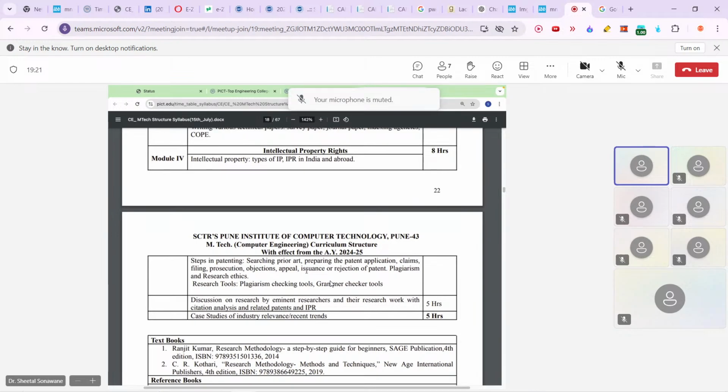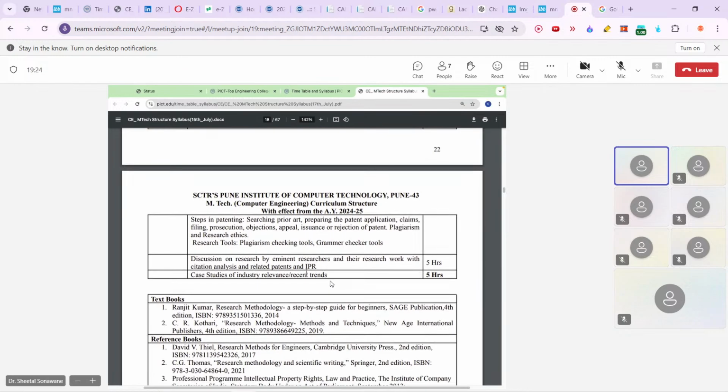There is some work which is also mentioned: discussion on research by eminent researchers and their research work with citation analysis and related patents and IPR.